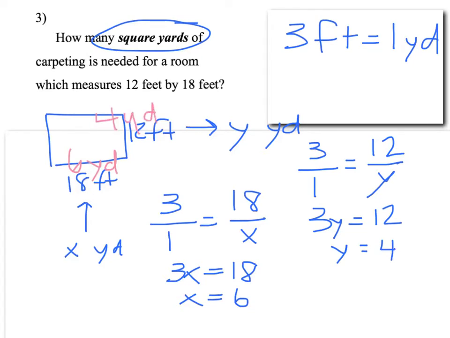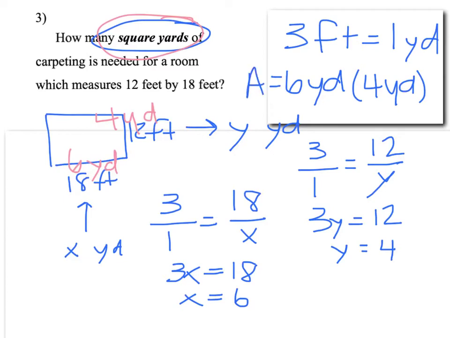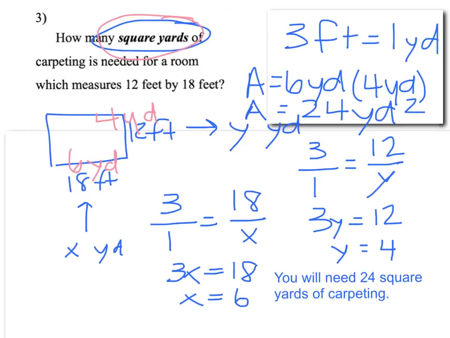Since I'm looking to find square yards, I'm going to have to multiply, once converted, 6 yards times 4 yards is going to give me my area, and that's what we're looking for. So again, when you multiply, you don't have to worry about yards, but we get area is equal to 6 times 4, which is 24. Yards times yards gives me square yards. So quickly here we can generate the sentence. If it starts with words, it ends with words. You will need 24 square yards of carpeting.